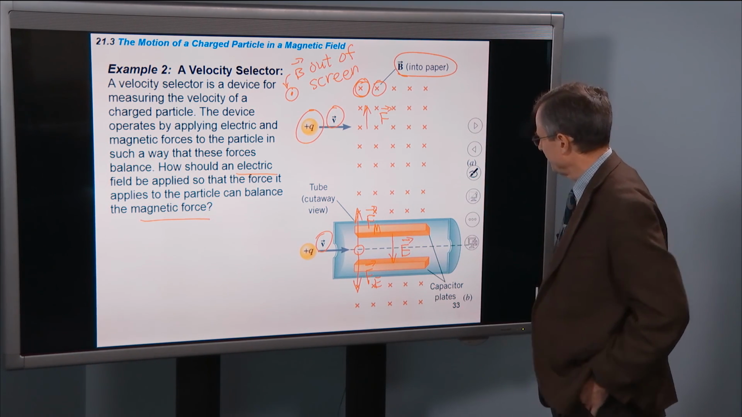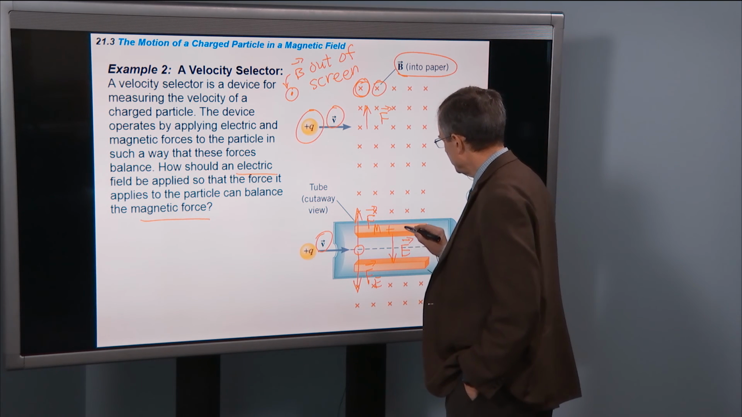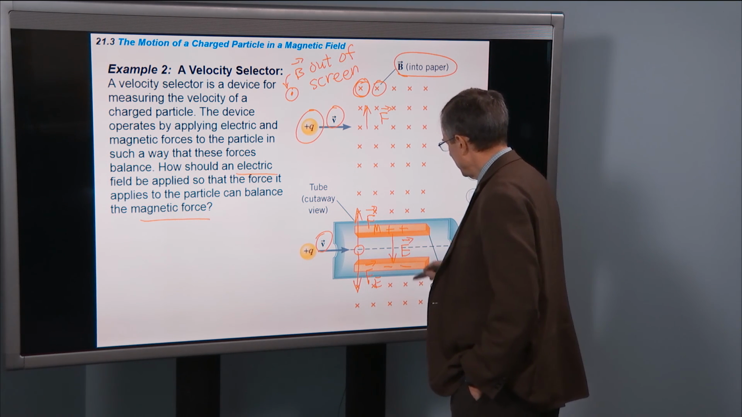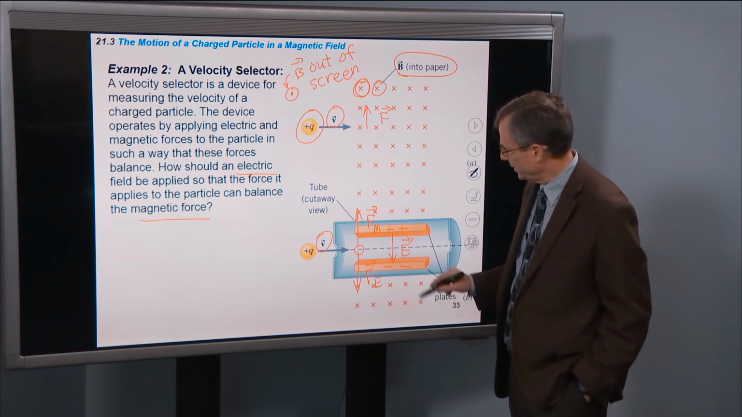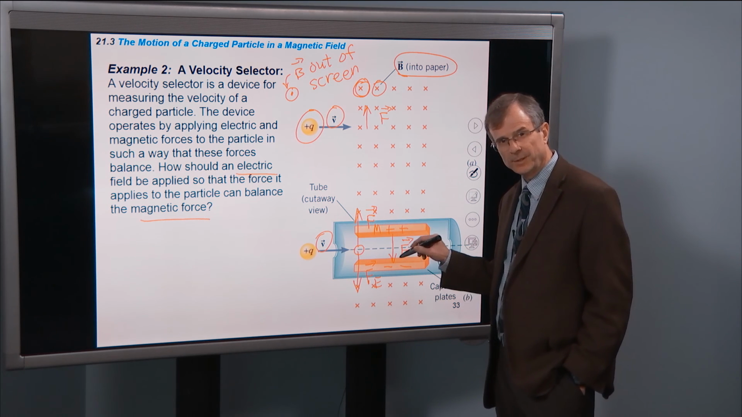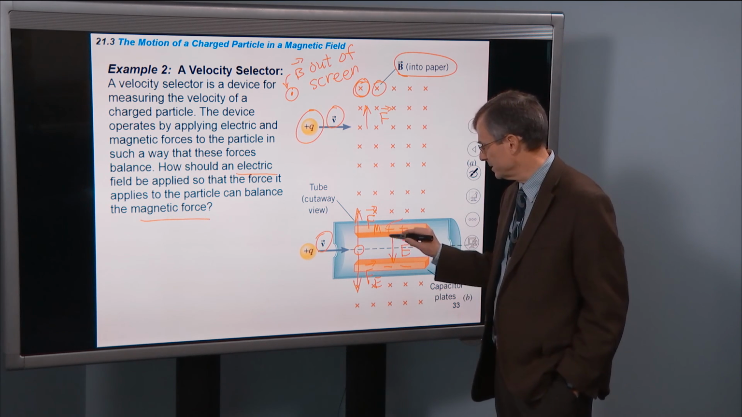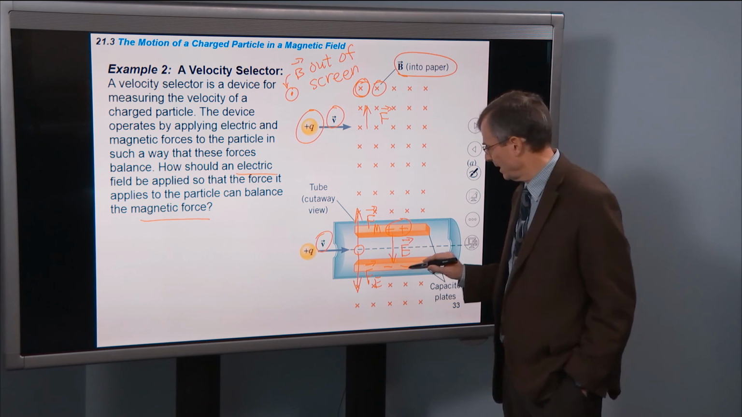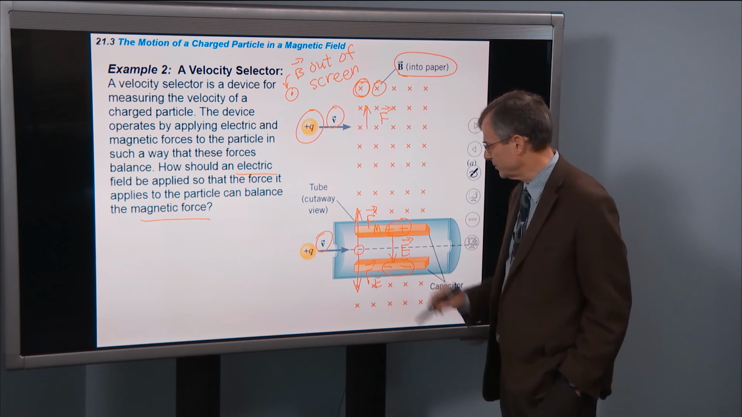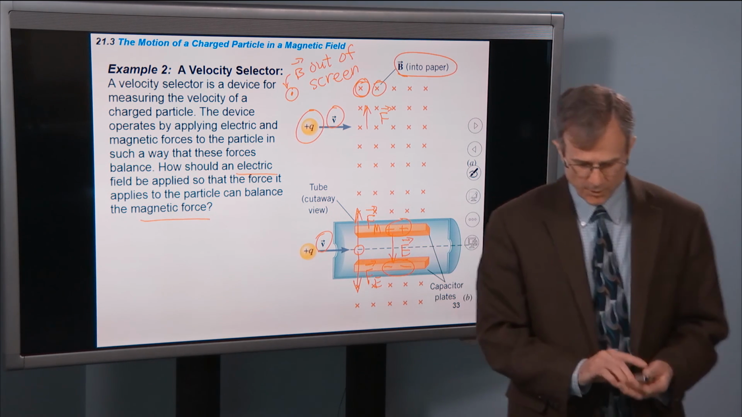And so we're going to put our positively charged plate up here and our negatively charged plate down here because electric fields begin on positive charges, right? And they end on negative charges. So that's how to do that kind of problem.